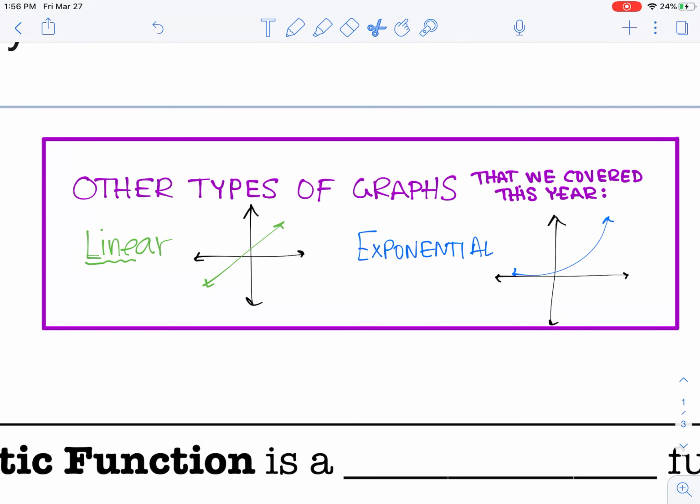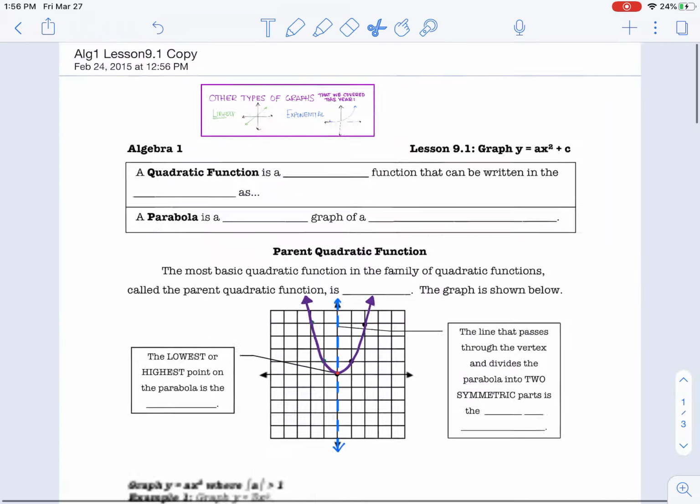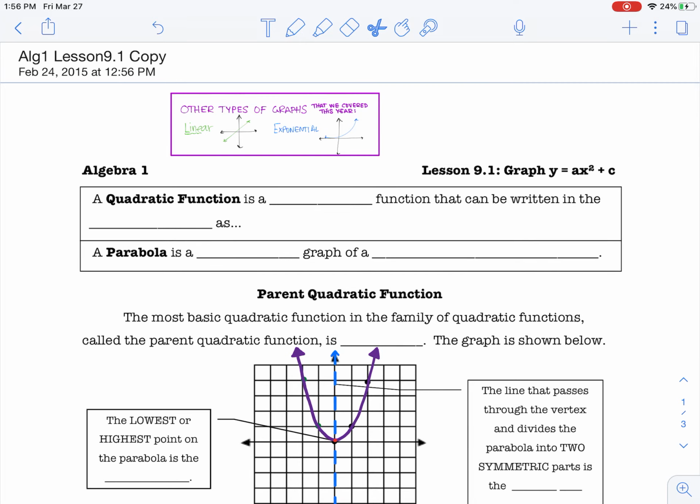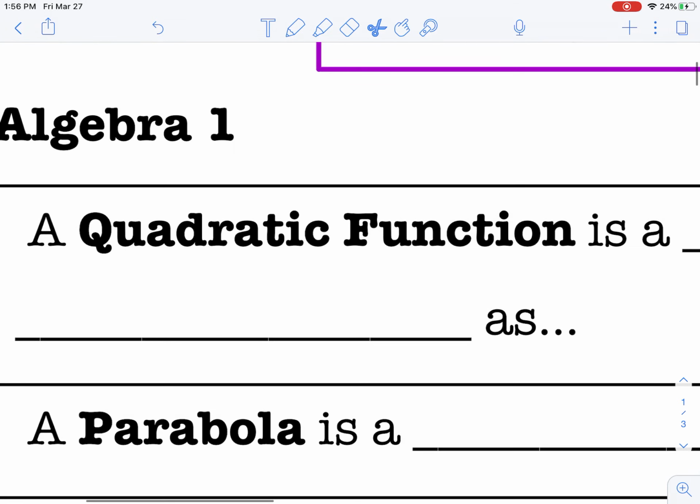We spent all of first semester with any graph that we dealt with being linear, so something that creates a line. Then when we finished up chapter 7 this semester, we talked about things that are exponential in nature. So here are examples of both those graphs. Let's add in our third type of graph, which we like to call a quadratic function.